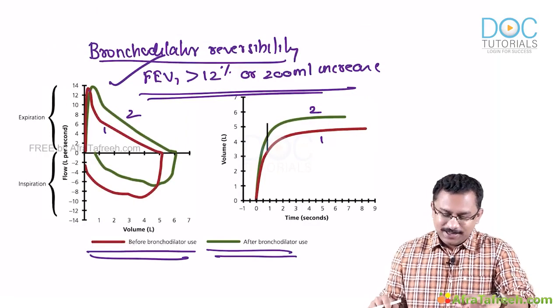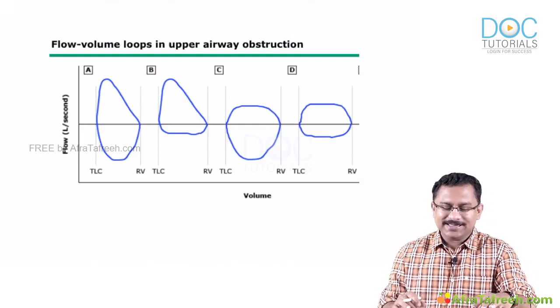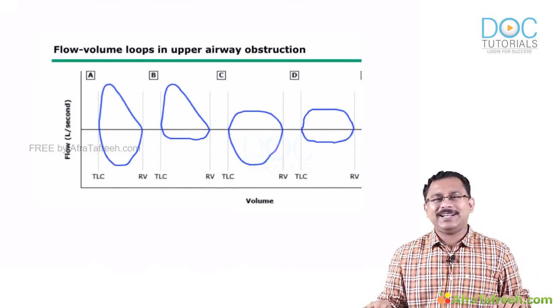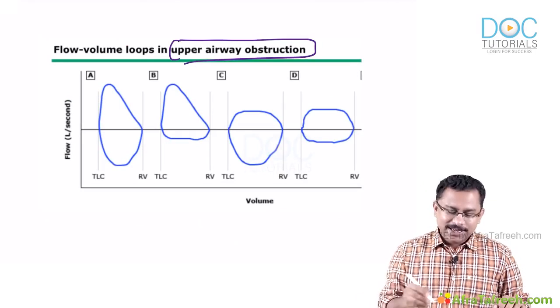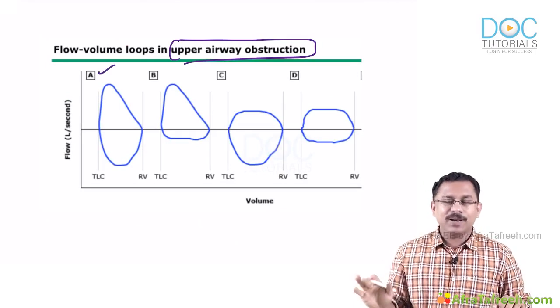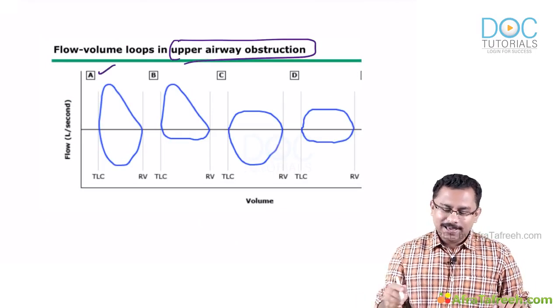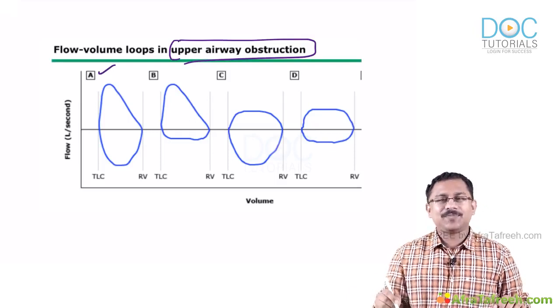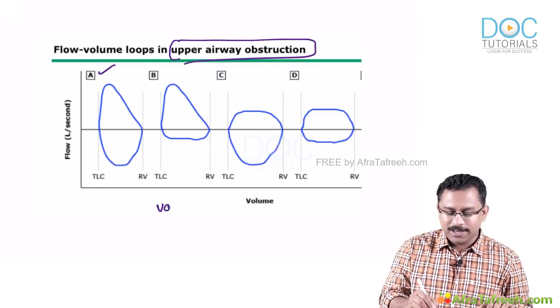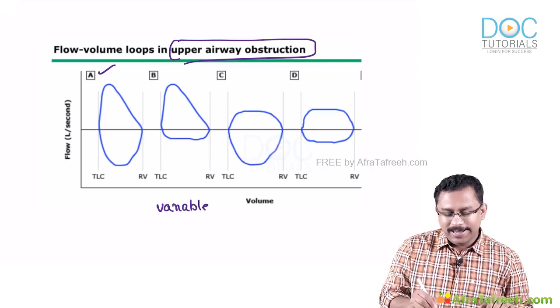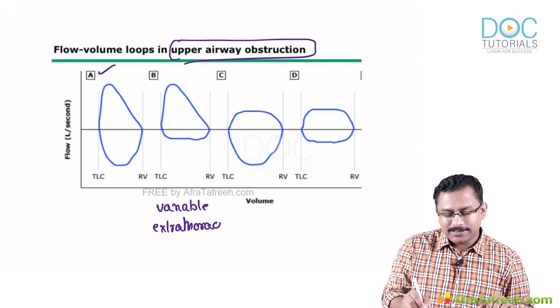All right. Now next is the flow volume loops in a couple of other conditions, that is, in your airway obstructions. Number A is actually the normal flow volume loop. Now what about B, C and D? In B I am talking of a variable obstruction, a variable extrathoracic obstruction.